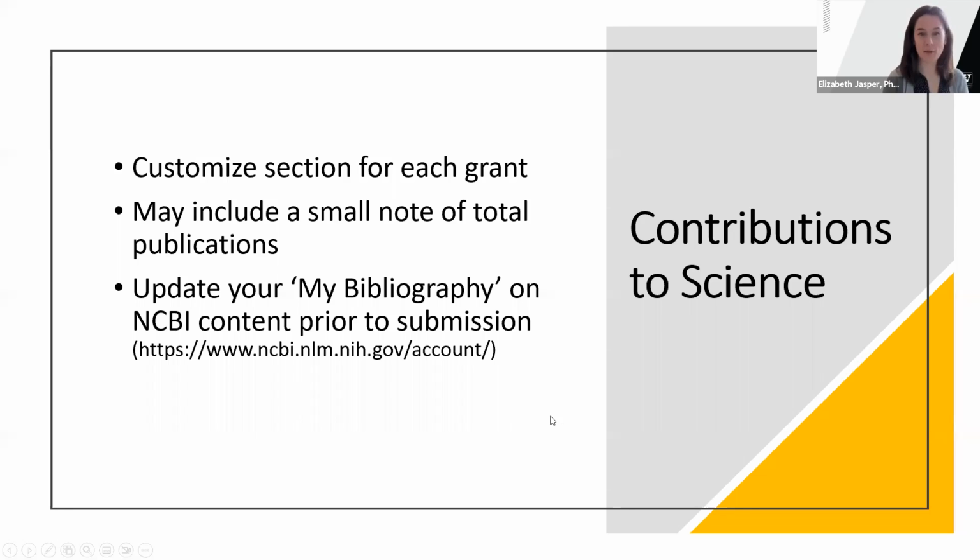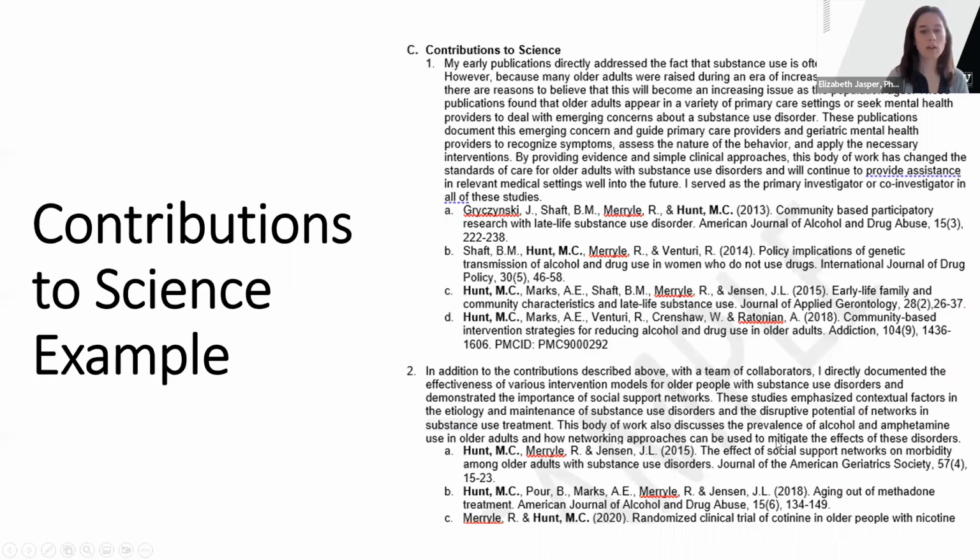And you want to make sure that it's updated because you have to update it every so often, and that it is public so that reviewers can type it in and actually see it. This is an example, again, from a non-fellowship grant, an R grant from the NIH, of what a contribution to science would look like with the bulleted contributions, and then up to 4 citations underneath it.